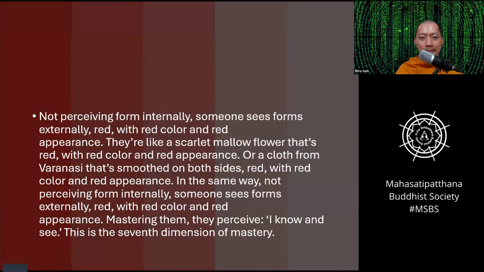So next slide. This one talks about red. Not perceiving form internally, someone sees forms externally, red with red color and red appearance. They're like a scarlet mallow flower that's red with red color and red appearance. Or a cloth from Varanasi that's smooth on both sides, red with red color and red appearance. In the same way, not perceiving form internally, someone sees forms externally, red with red color and red appearance. Mastering them, they perceive, 'I know and see.' This is the seventh dimension of mastery. Okay, so we'll move on to the last one.